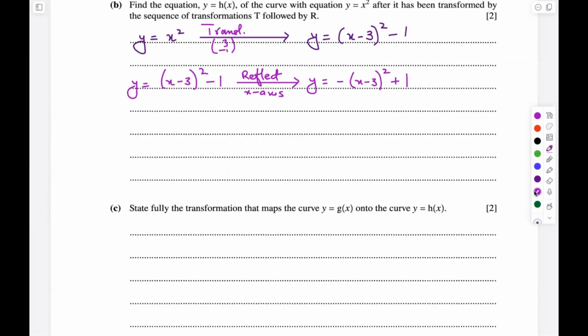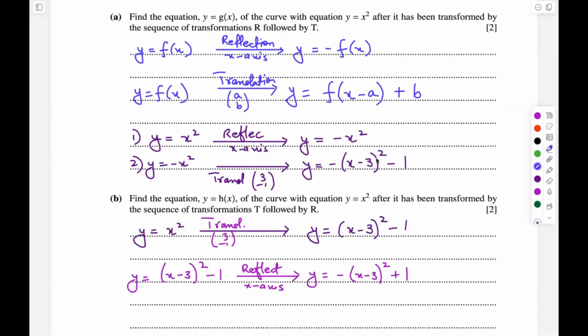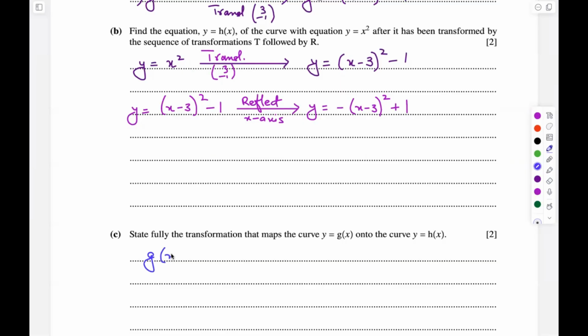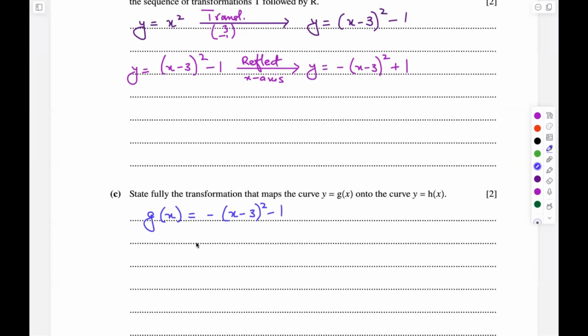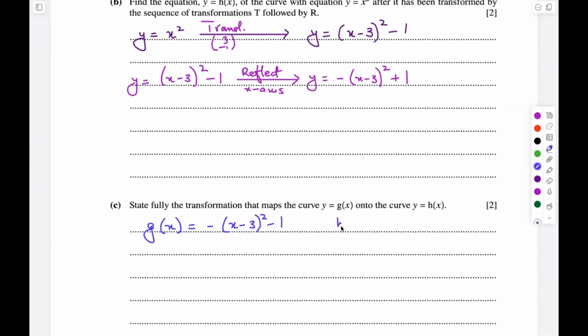In part C, it says state fully the transformation that maps the curve y equals g of x. Now in part A, the final equation that we got was y equals minus (x minus 3) whole squared minus 1, which was basically g of x. So we can write that g of x is equal to minus (x minus 3) whole squared minus 1. And it is transformed onto the curve y equals h of x. So in part B, the equation that we found was basically h of x. So h of x is minus (x minus 3) whole squared plus 1.